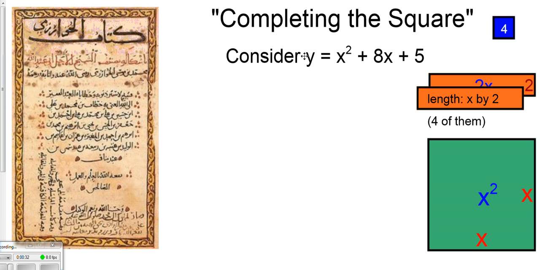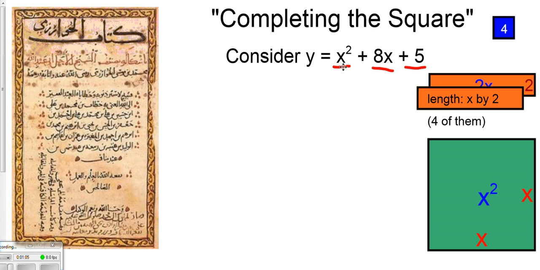So I want you to consider this quadratic equation, y equals x squared plus 8x plus 5. Now remember, we talked before about how there are multiple terms or pieces. There's our quadratic piece, our linear piece, and the constant piece here. Now each of these pieces has a different area to it. This is going to be hard to make a square out of, but we're going to make a square out of these other two chunks.